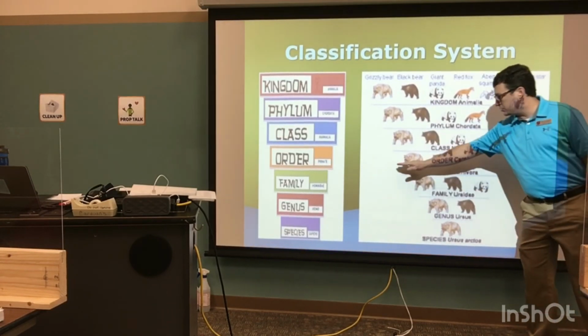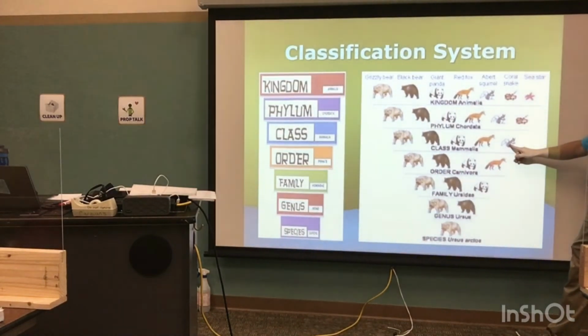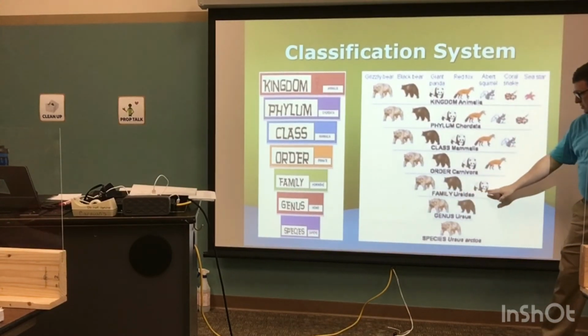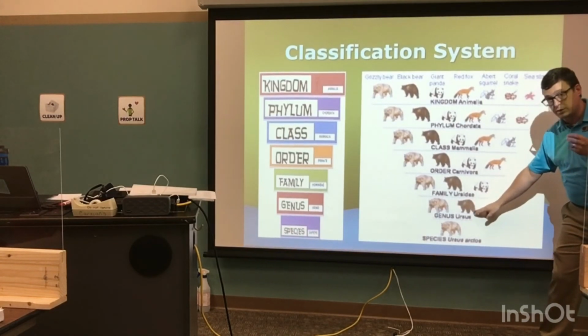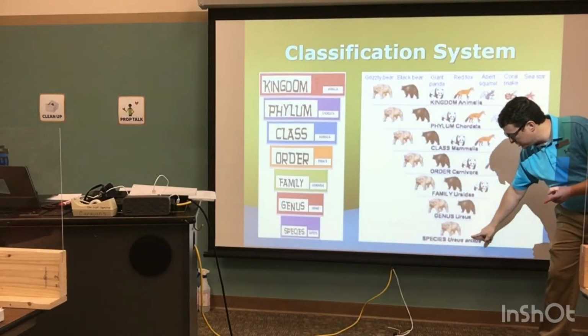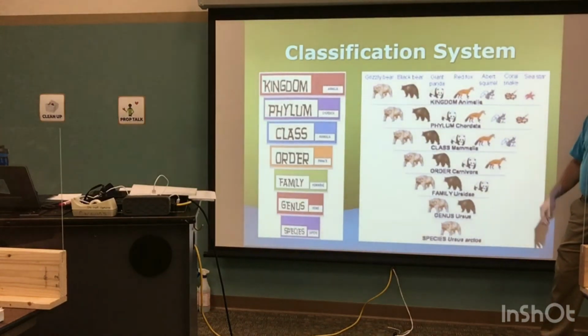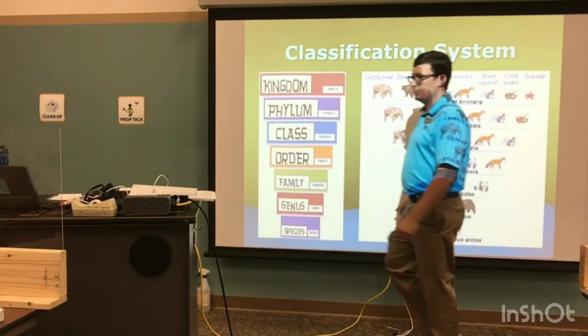Then we bust it down into a smaller group, the order. This order is all the carnivores, all the meat eaters. So notice the squirrel has disappeared. Then we get family. Family down here, bear-like family. Genus, a specific type of bear family. And then species, Ursus arctica. So that is an example of how to classify a grizzly bear.